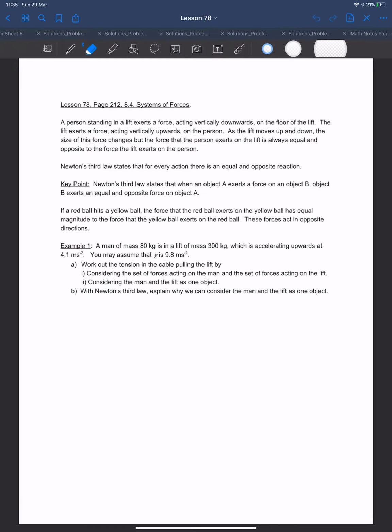Right, so today's lesson 78, Systems of Forces, and it's from page 212 of your textbook. Okay, so a person standing in a lift exerts a force acting vertically downwards on the floor of the lift. If you imagine a person in a lift, like so, they're going to exert a force downwards.